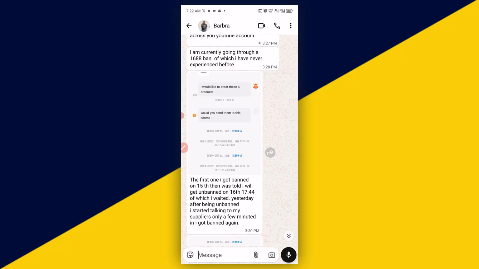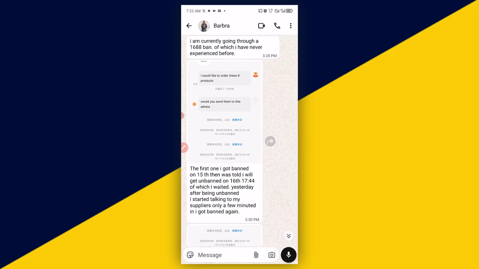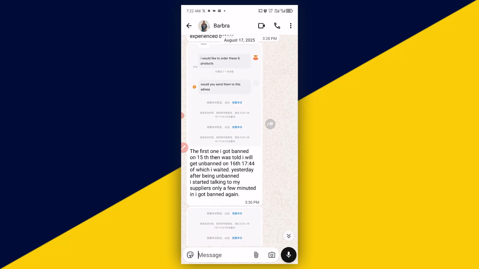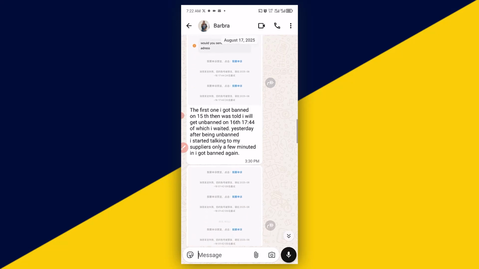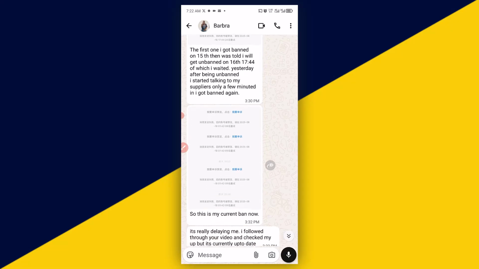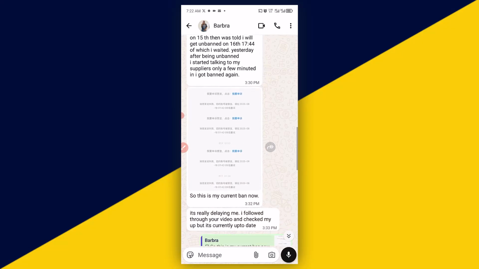The first one I got banned on the 15th, then was told I will get unbanned on the 16th, at which time I waited. Yesterday, after being unbanned, I started talking to my supplier. Only a few minutes in, I got banned again. This is the second degree of ban. Okay, and this is the screenshot right here. So this is my current ban now.